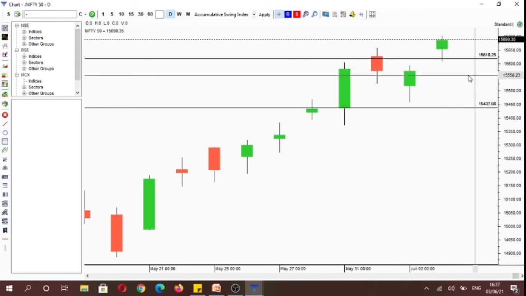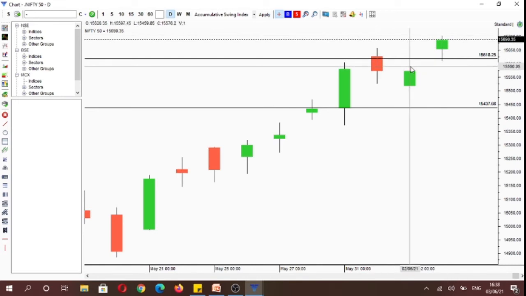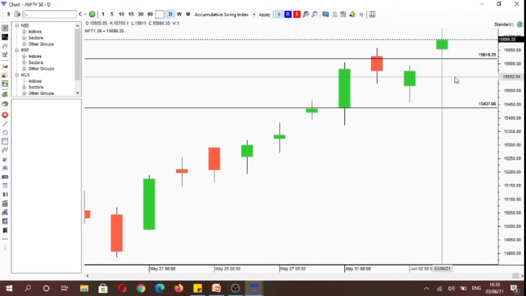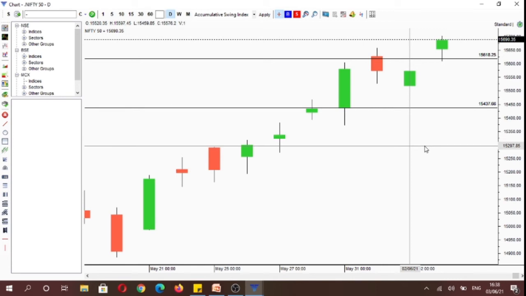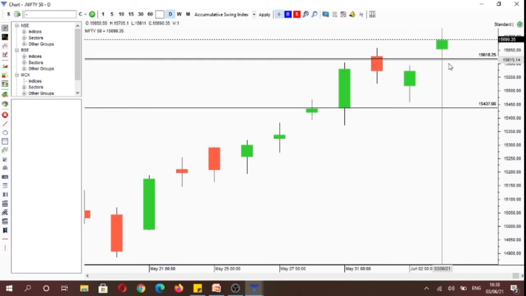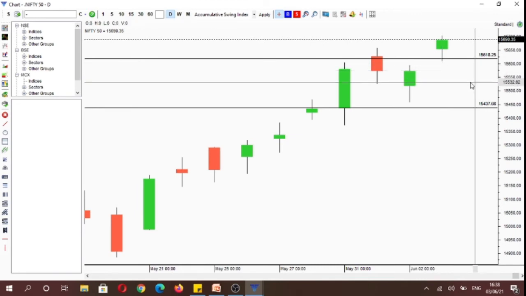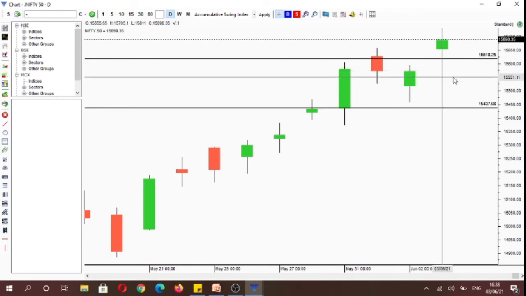But it instead opened gapped up and ultimately formed a higher high and a higher low, which tells us that right now it is again in an uptrend. That is why yesterday in our video we had discussed two likely scenarios, and the first scenario played out as expected. So right now we are in an uptrend based on the price structure.